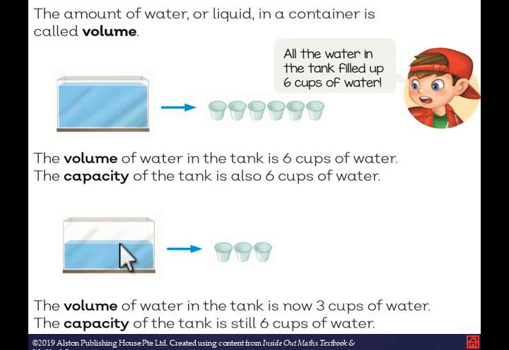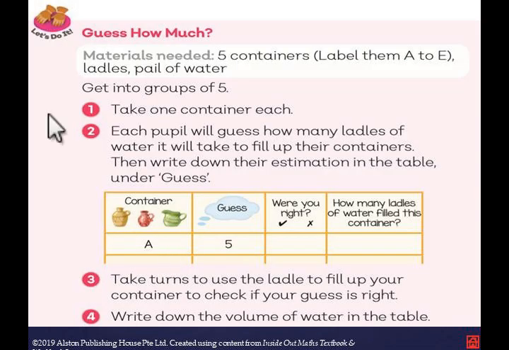Here is another tank. The volume of water in the tank is now 3 cups of water. The capacity of the tank is still 6 cups of water. So if you can see, if you put only 3 cups of water, the volume of water is only half. Okay, guess how much? We have here the materials needed.